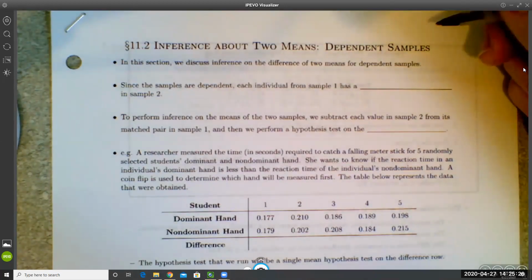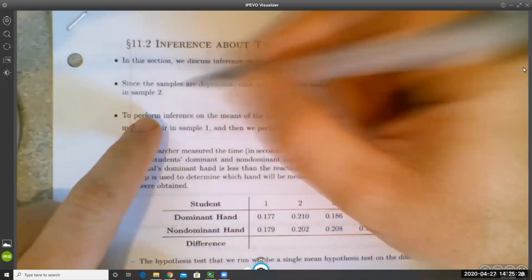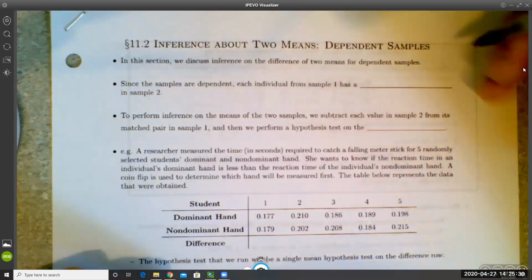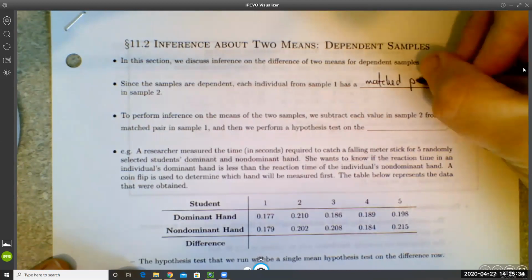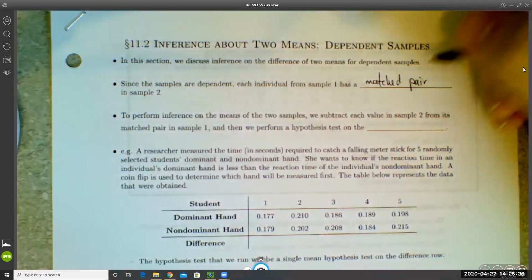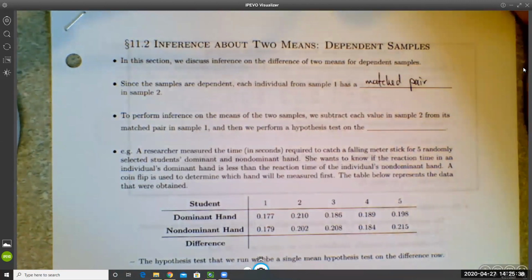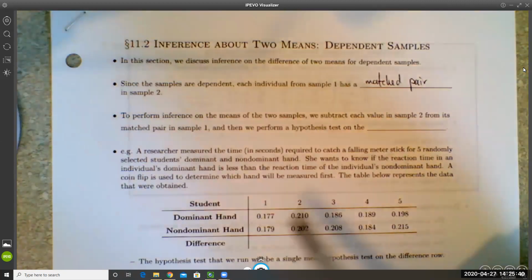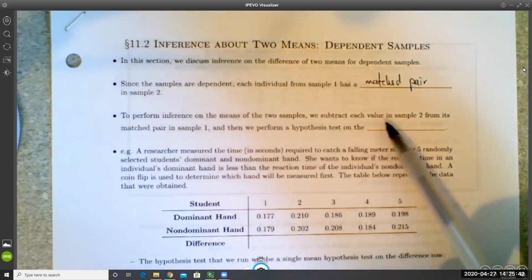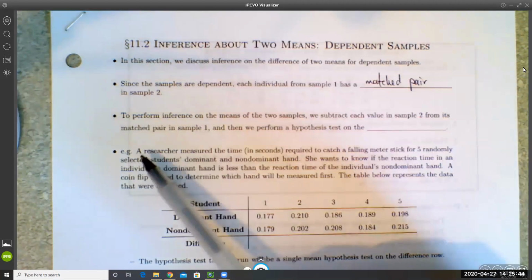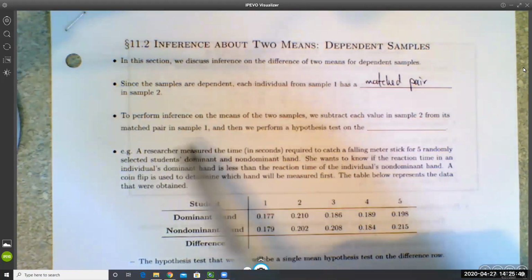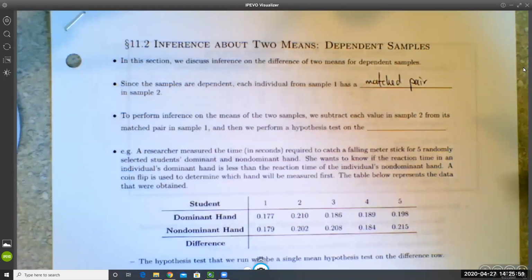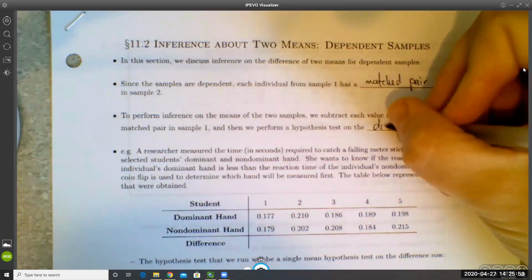So for the dependent case, since the samples are dependent, each individual from sample 1 has a matched pair in sample 2. So to perform inference on the means of the two samples, we subtract each value in sample 1 from its matched pair, each value from sample 2 from its matched pair in sample 1, and then we perform a hypothesis test on the difference.